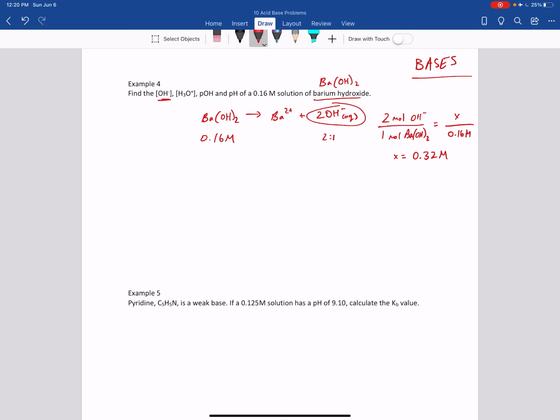And that's the ease and the stoichiometry, because we're working with a strong base. All of the substance turns into hydroxide ions when they dissociate. So for A, the concentration of hydroxide based on stoichiometry is 0.32. To find the pOH, we're just going to sub that into our formula. That value is there. So negative log of 0.32 gives us 0.49. And we'll report to 2 decimal places.